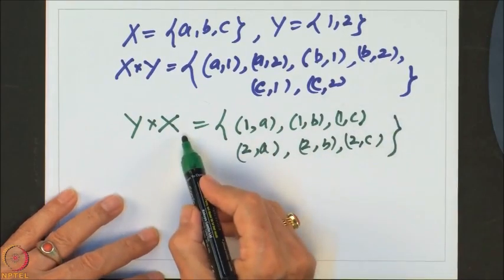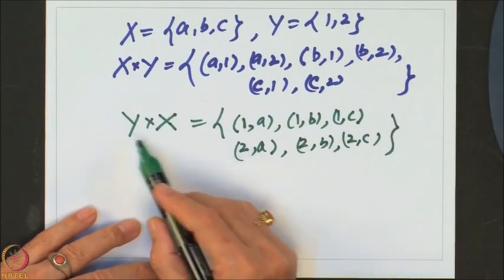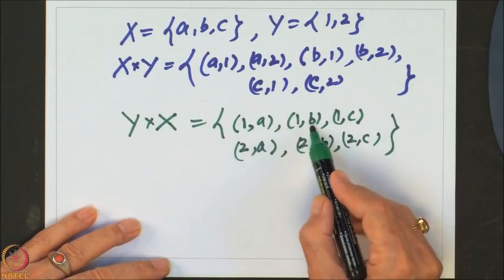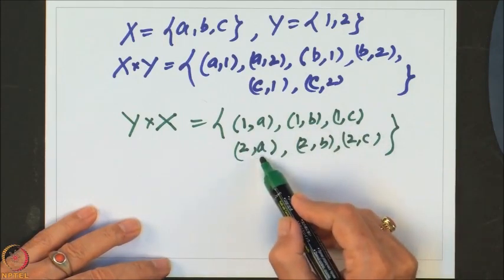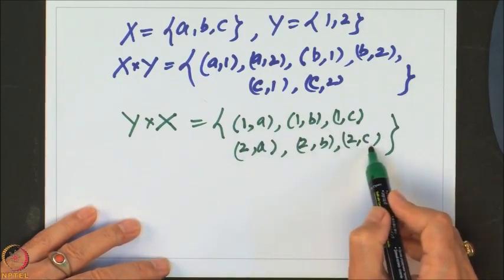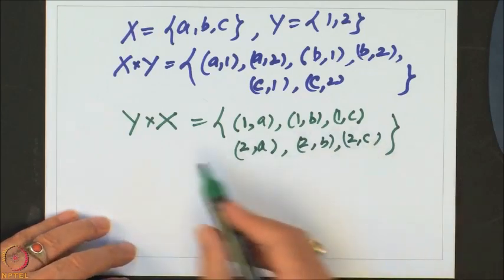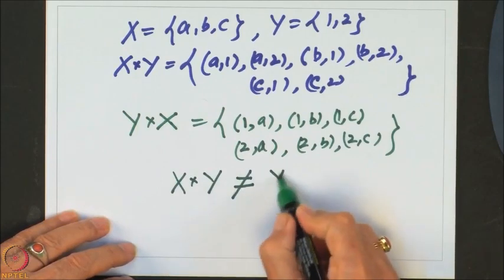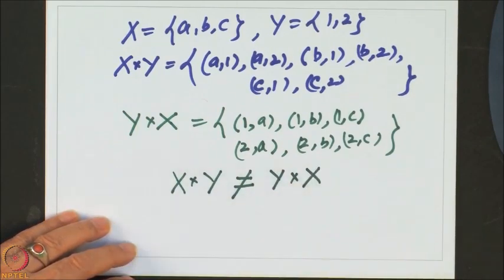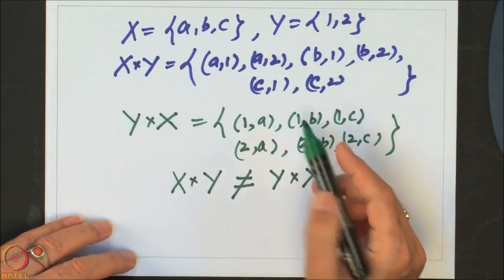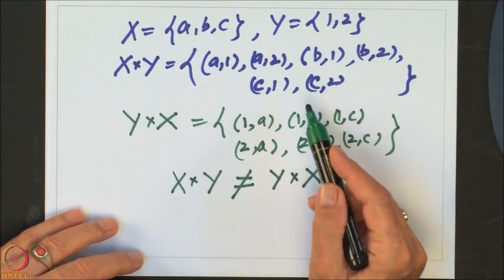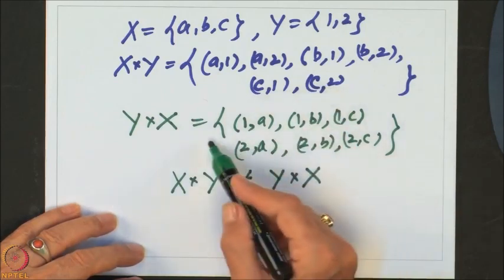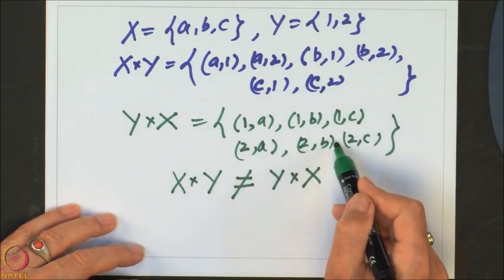So, Y cross X is the set of all ordered pairs of Y with elements of X, and that is 1 comma A, 1 comma B, 1 comma C, 2 comma A, 2 comma B, 2 comma C. So, that clearly exhibits that X cross Y in general is not equal to Y cross X, because X and Y could be totally different. But keep in mind, it is a nice observation that X cross Y has got 6 elements and same is the number of elements of Y cross X.